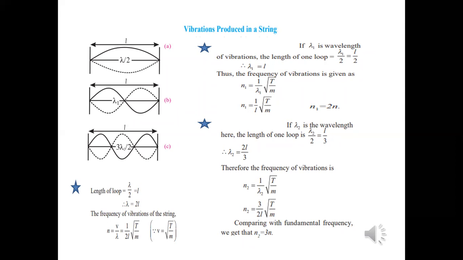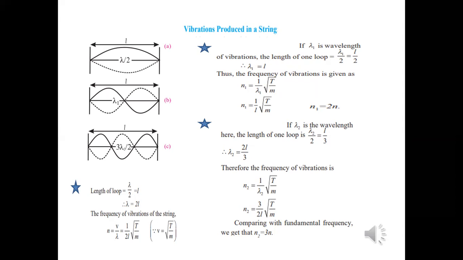It can also be written as n equals 1 upon 2L times the square root of T by m, where the velocity of the wave can be represented as the square root of T by m. Here, T is the tension applied to the string and m is the linear density, that is, mass per unit length of the given string. In this case, n is called the fundamental frequency of vibration in case of a string.